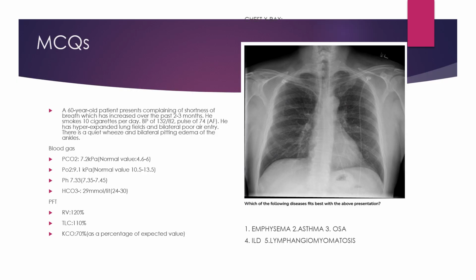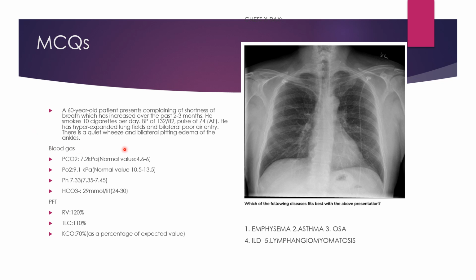So this is the first one. A 60-year-old patient presenting with complaints of shortness of breath, which has increased over the past 2-3 months, and he's a smoker. The blood pressure is fine, the pulse is 74 with an irregular rhythm. He has hyperexpanded lung fields and bilateral poor air entry. There is quiet wheeze and bilateral pitting edema of the ankles.